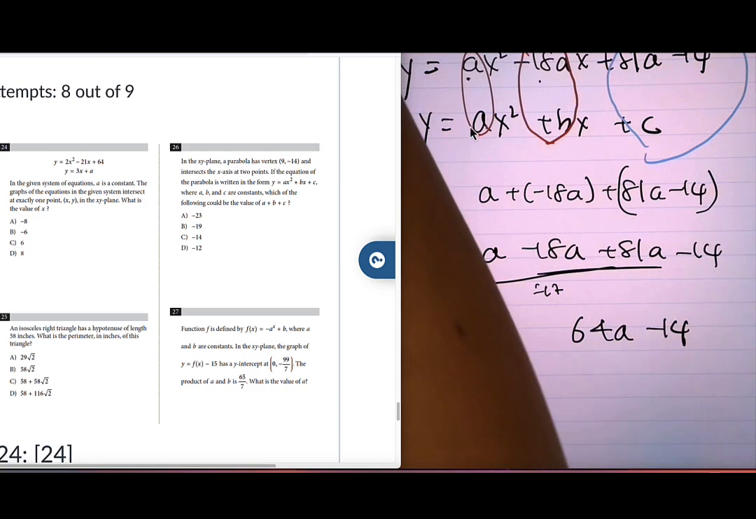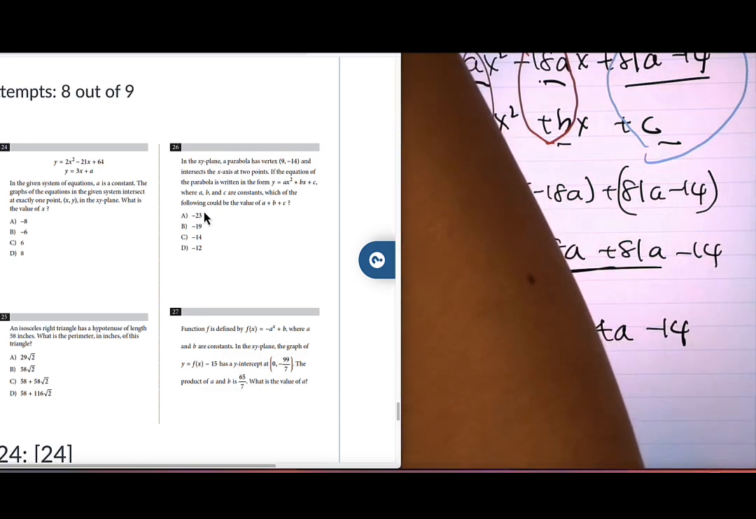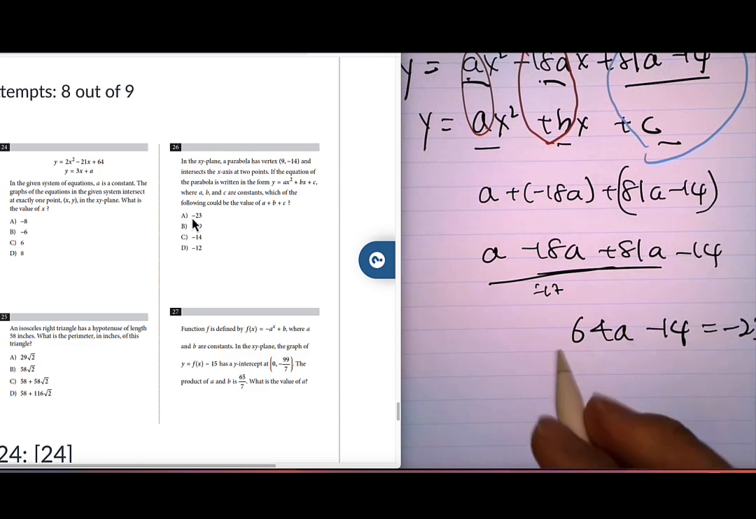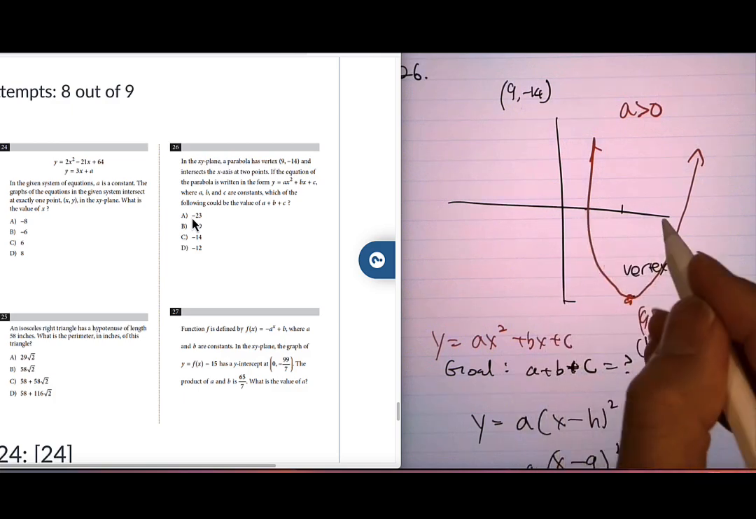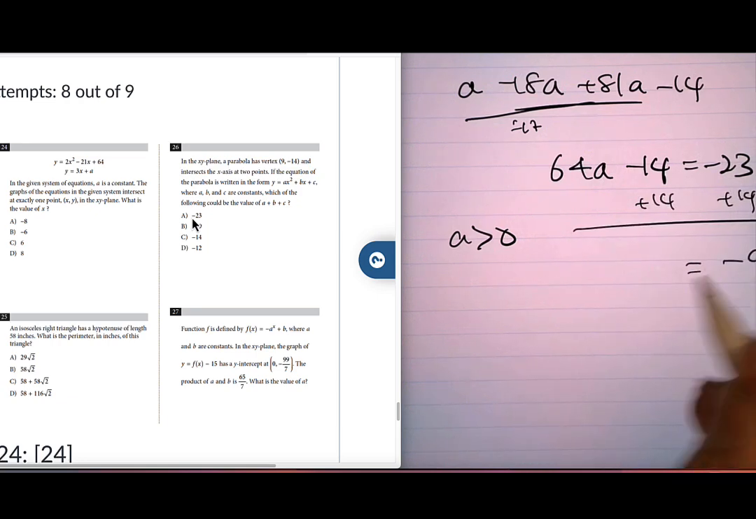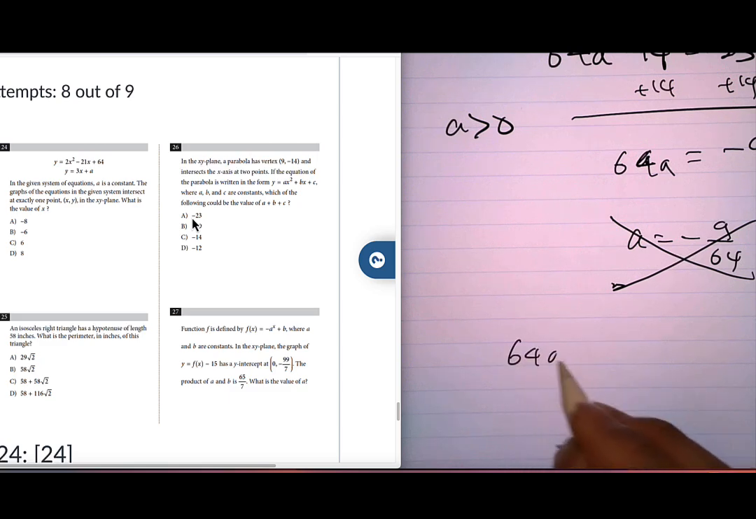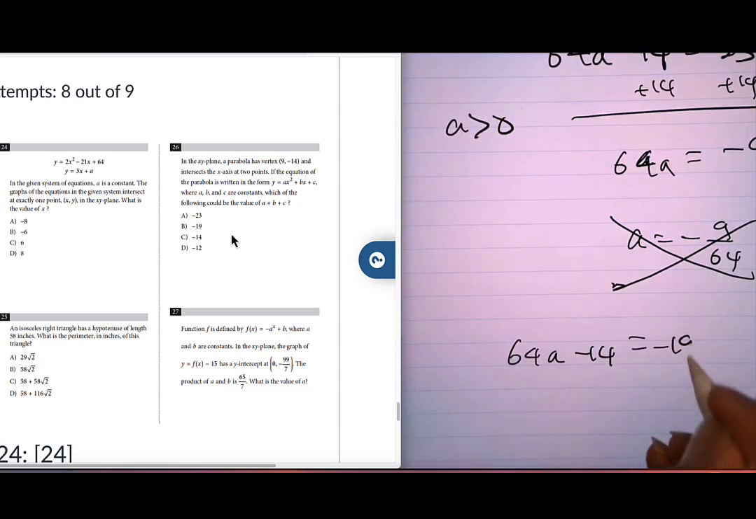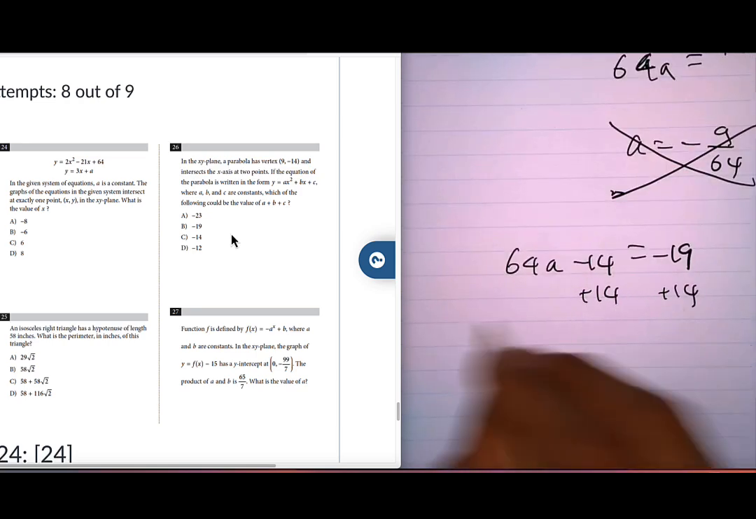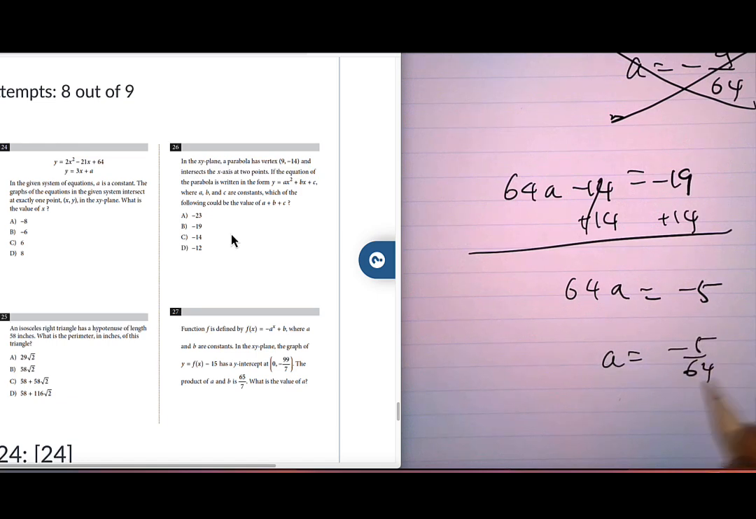If you go with choice A, let's say this equals negative 23. But we know that a has to be greater than 0, because remember in the beginning we said we have 2 x-intercepts, so a has to be positive. If you add 14 on both sides, we get in trouble. Our a value is negative, so this cannot work. So we try 64a minus 14 equal to negative 19. Add 14 on both sides, and again we run into trouble, not getting a positive value for a. A has to be positive so that it's facing up and can cross the x-axis.